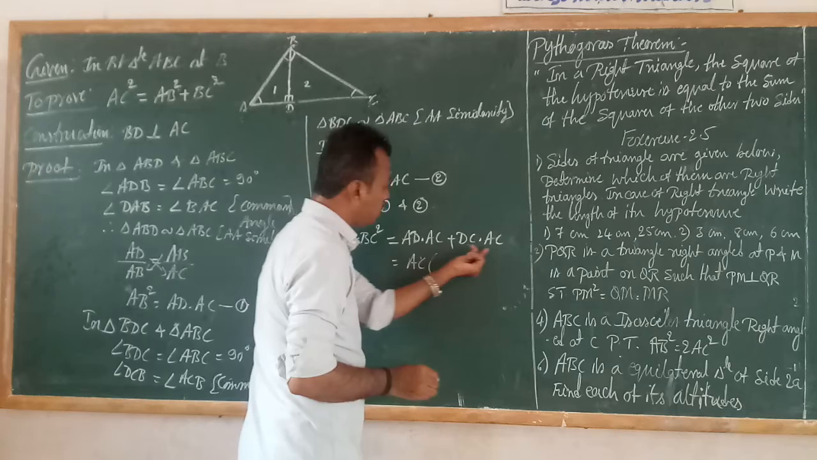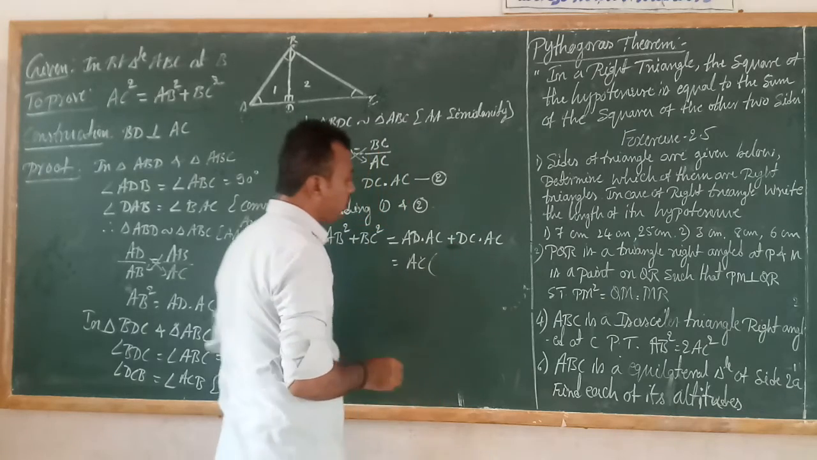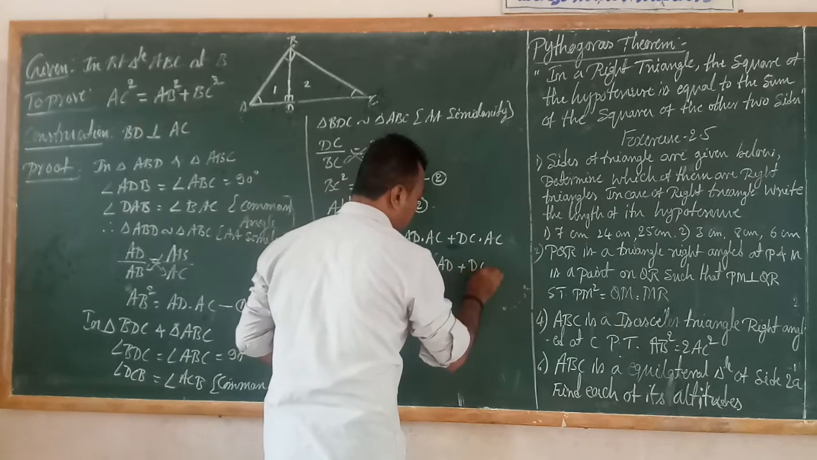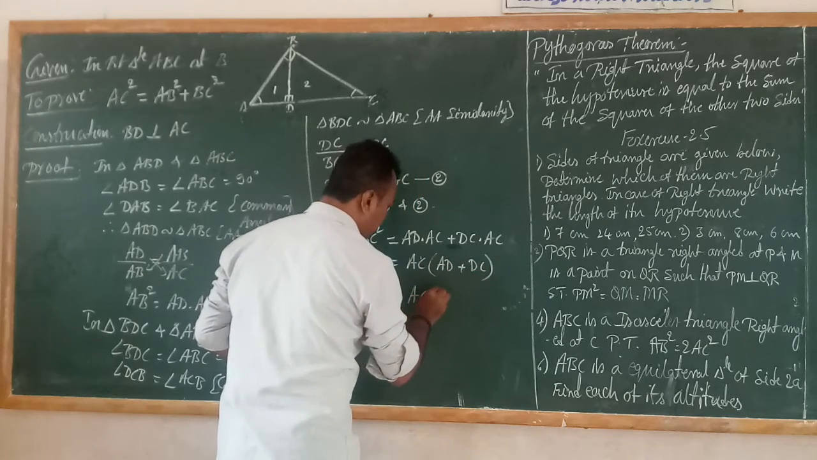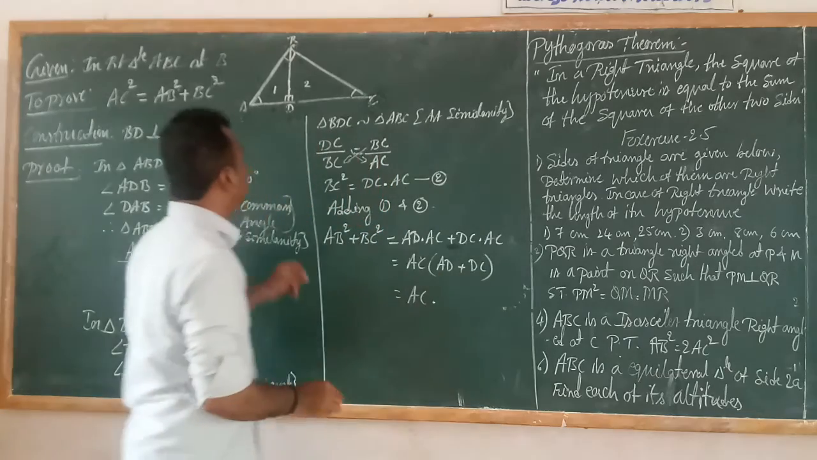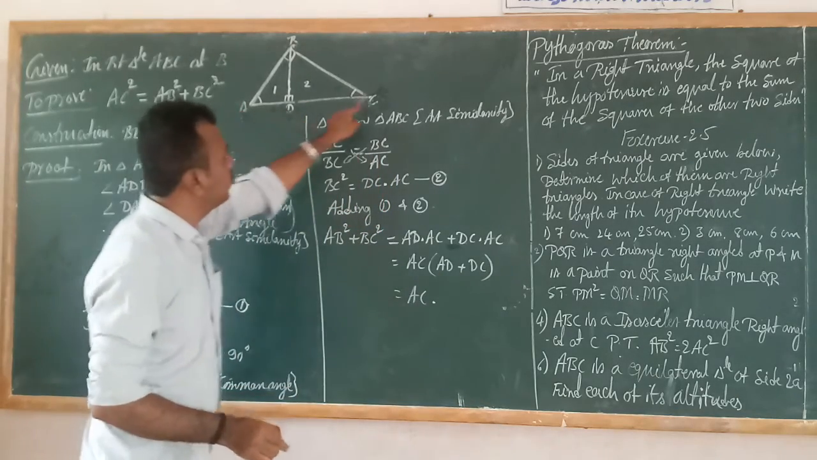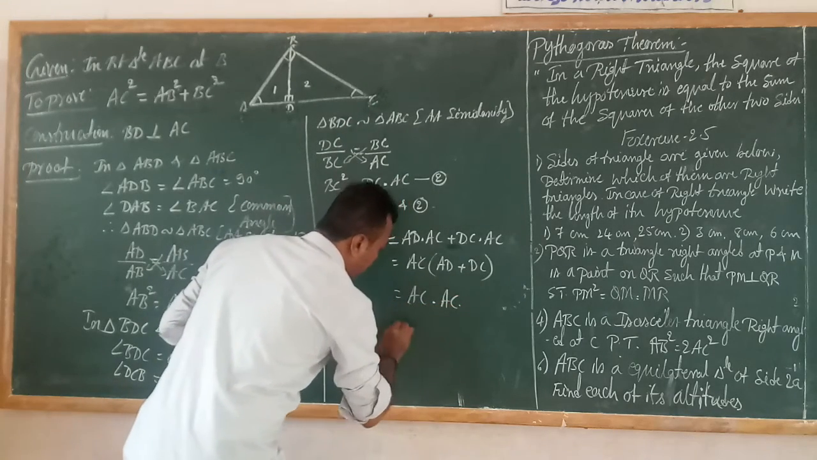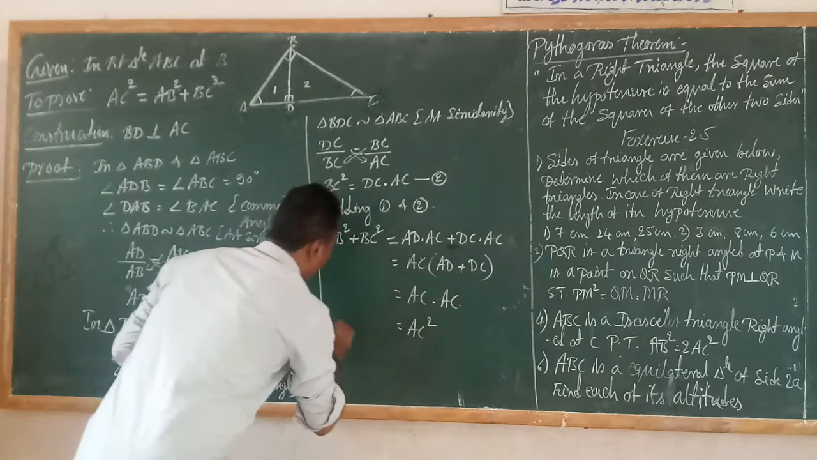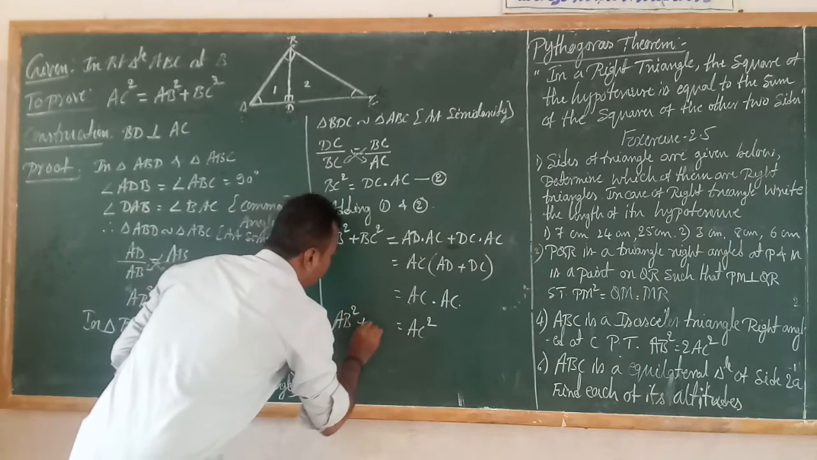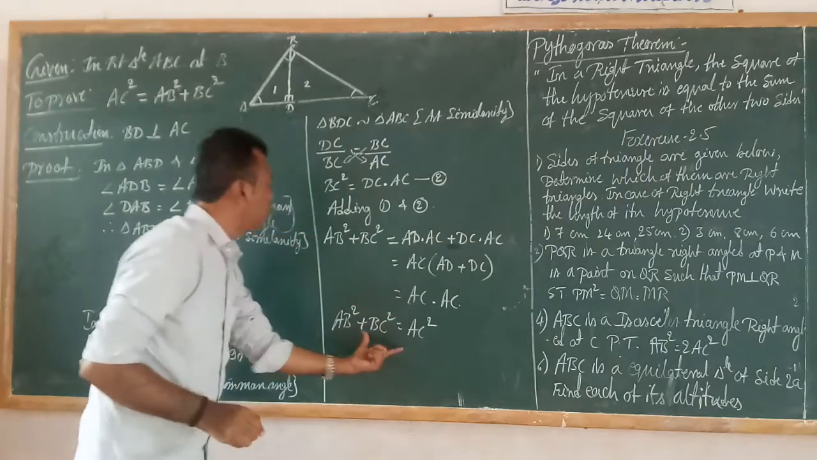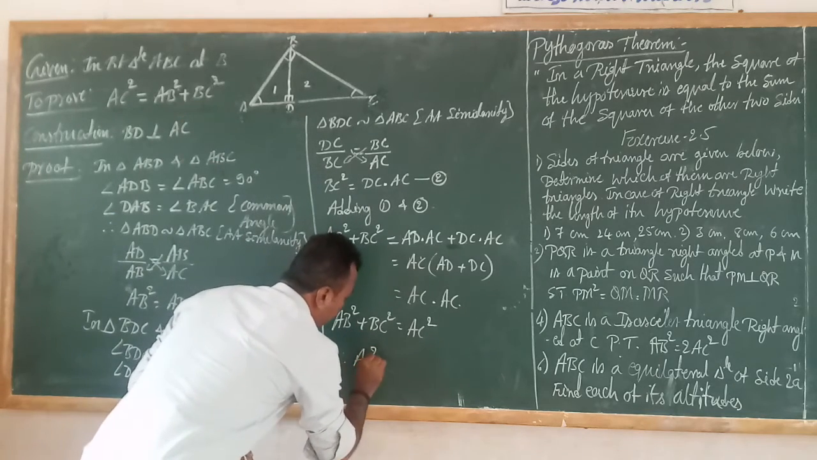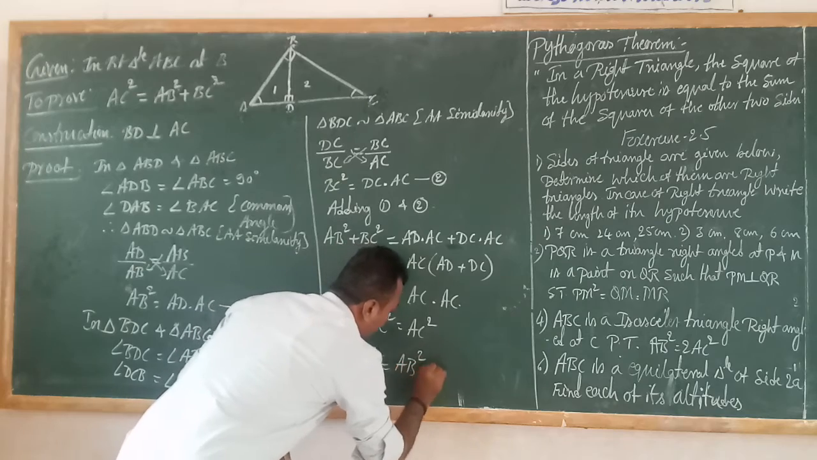Okay. AC is here, and here also AC is there. So the common factor should be taken out. Remaining AD plus DC. So AC into AD plus DC. You should see in the diagram, AD plus DC. What will you get? AC. Therefore AC into AC. What will happen? AC square. Therefore AB square plus BC square is equal to AC square, or AC square is equal to AB square plus BC square. Otherwise you should write AC square is equal to AB square plus BC square.